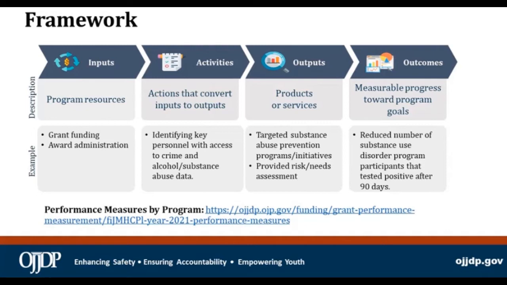The performance measures document the progress you have made in accomplishing program goals and objectives by collecting data on grantee activities and services. Remember, regular reporting on performance measures outcomes establishes your program's growth. You can also find your program's performance measures online at ojjdp.ojp.gov.